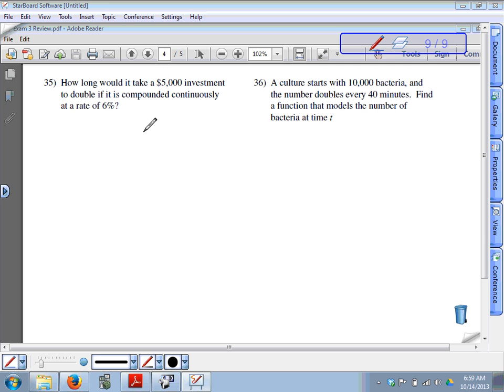So on 35, this is a continuously compounded interest problem. The formula for continuously compounded interest is the future amount is equal to the principal amount times e raised to the rate times time.